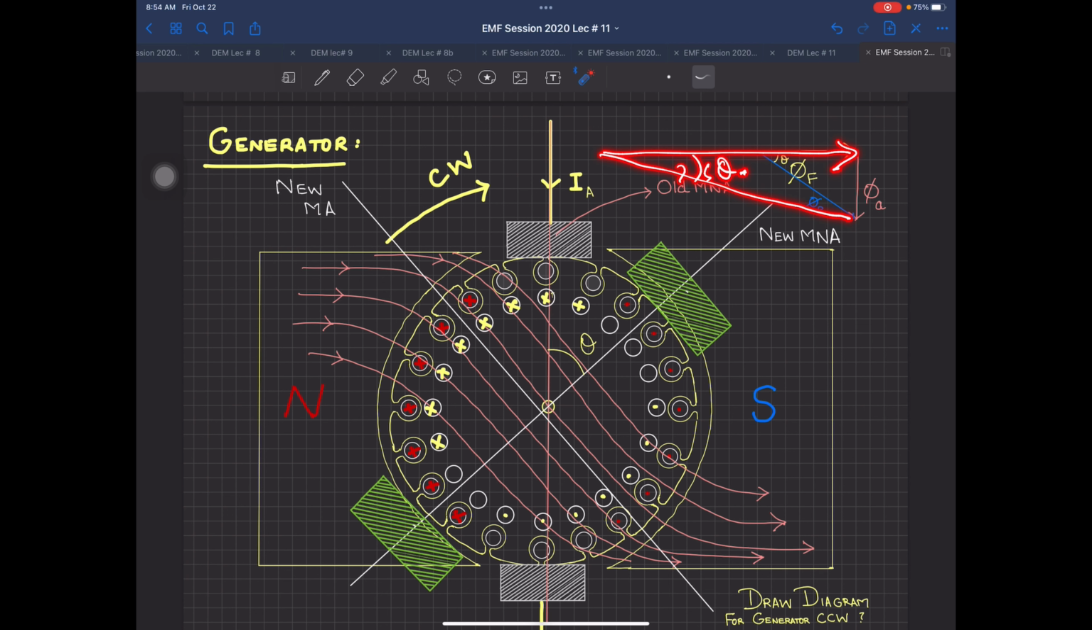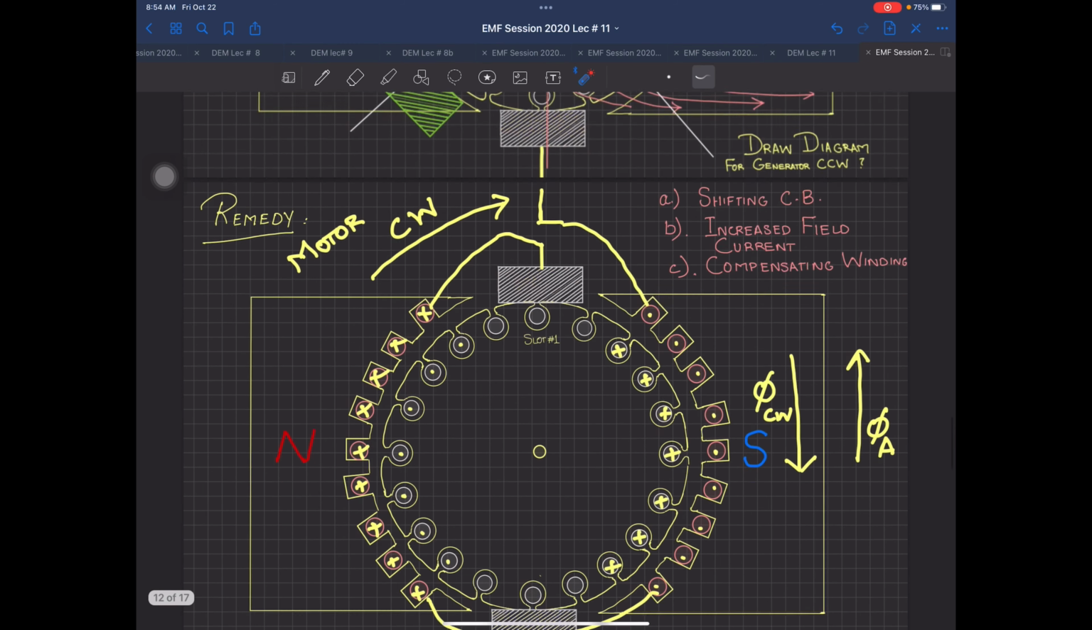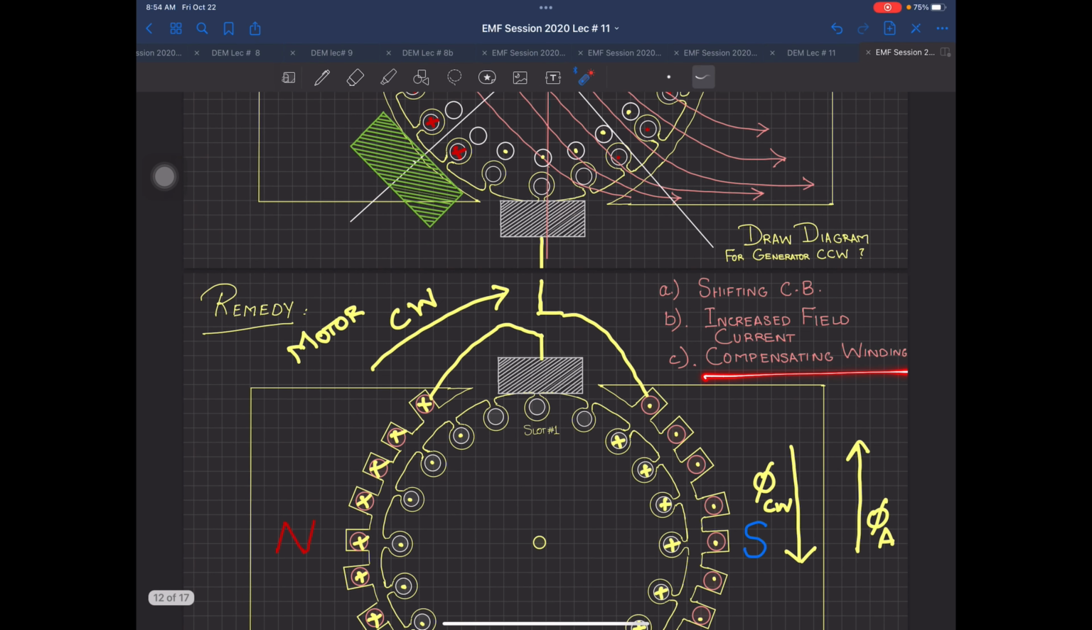But your field winding should have the capacity to carry that current. This is very important. If it doesn't have that capacity, then it's not possible. So this is a very crude form. The best solution is the compensating winding, which I discussed, but it is the most expensive one. One more remedy is left, which will be talked about after the next topic.